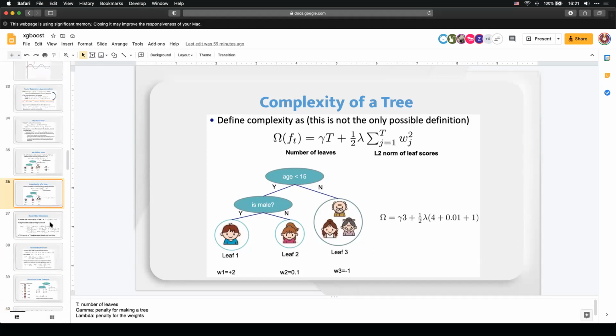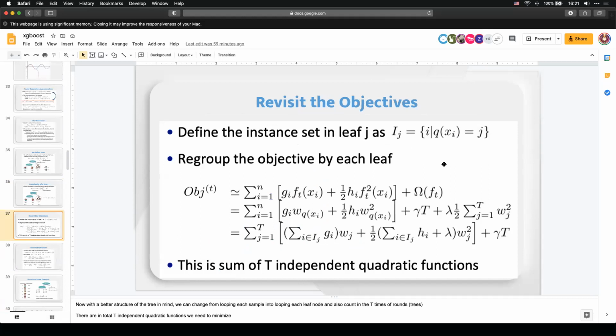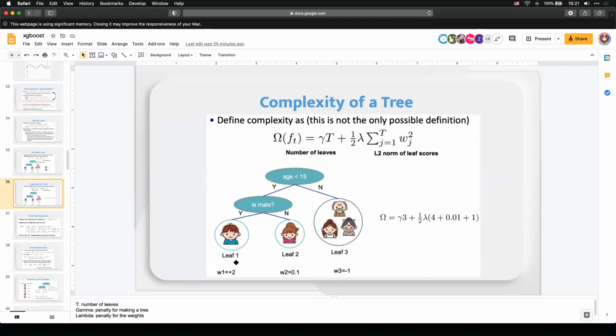All right, let's continue. So now, again, we can revisit our objectives after we have a better understanding of the omega here. Just one thing is we redefine the instance. Instead of looping through all different instances, from 1 to n, we now put them into the set within that leaf. So here you see there are 5 instances, 1, 2, 3, 4, 5, and we don't want to calculate it in that way. We want to calculate it in terms of how many leaves we have in this run.